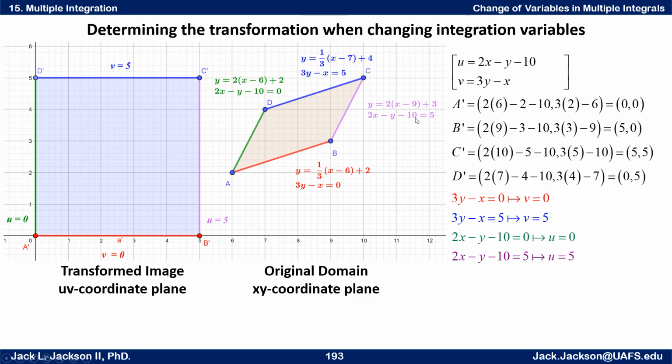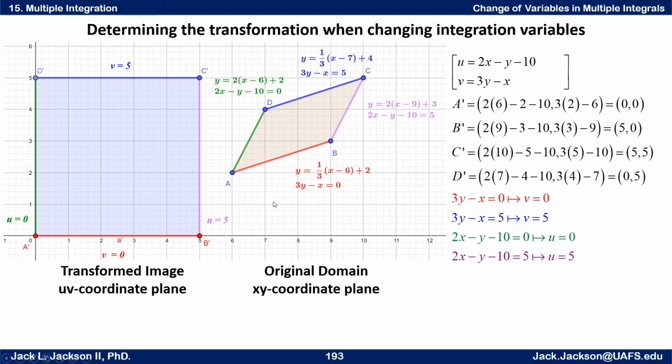Okay, let's just double check that last version to make sure it works. So we got 9, 3. 2 times 9 is 18, minus 3 is 15, minus 10 is 5. So that works. And then 10, 5. 2 times 10 is 20, minus 5 is 15, minus 10 is 5. Okay, so that's correct. And you can see now the equation of this side is just u equals 5. Okay, so that's going to give you a vertical line. This is going to give you a nice little, well, a rectangle. Well, actually, even a square.